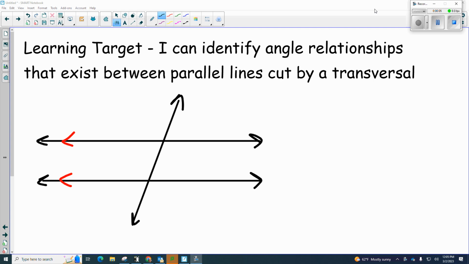Today the learning target we're going to talk about is I can identify angle relationships that exist between parallel lines cut by a transversal. So first I want to talk about a little vocab.